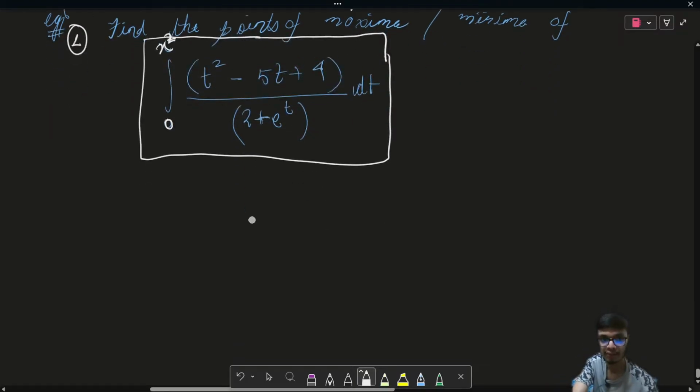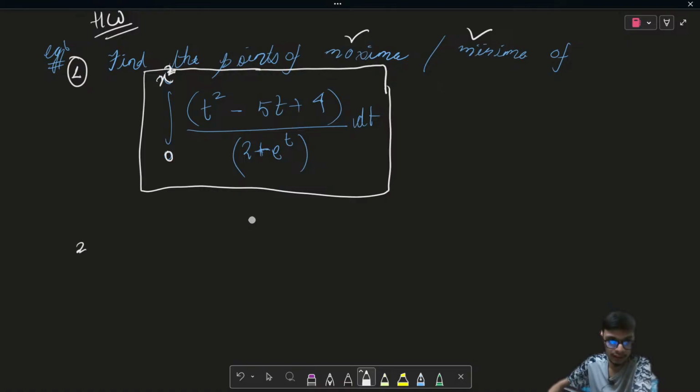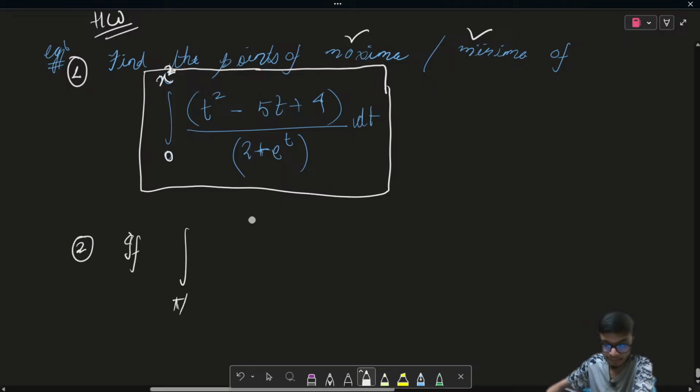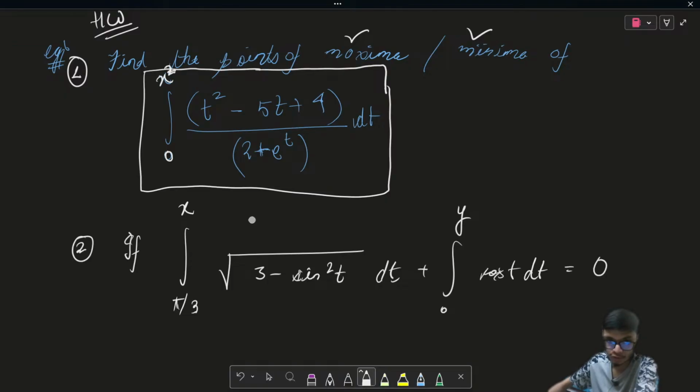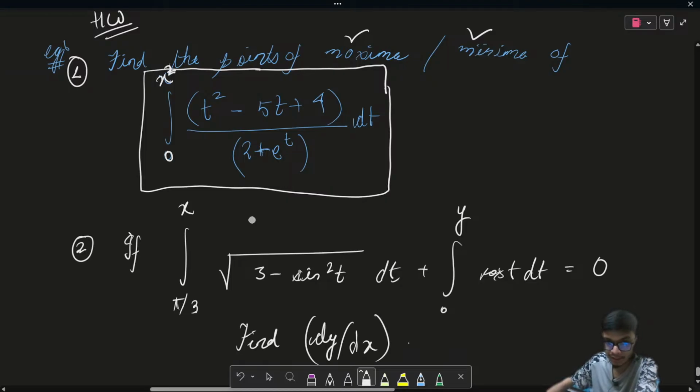Now the second problem. These types of questions are repeated many times in JEE Advanced problems, and recently in JEE Mains also these kinds of questions are getting repeated. That is, if you have, let us say, a differential integral equation for a definite integral within the limit pi by 3 to x, and the given function is 3 minus sine square t dt, plus the integral from 0 to y cos t dt is equal to 0. Then find dy by dx.